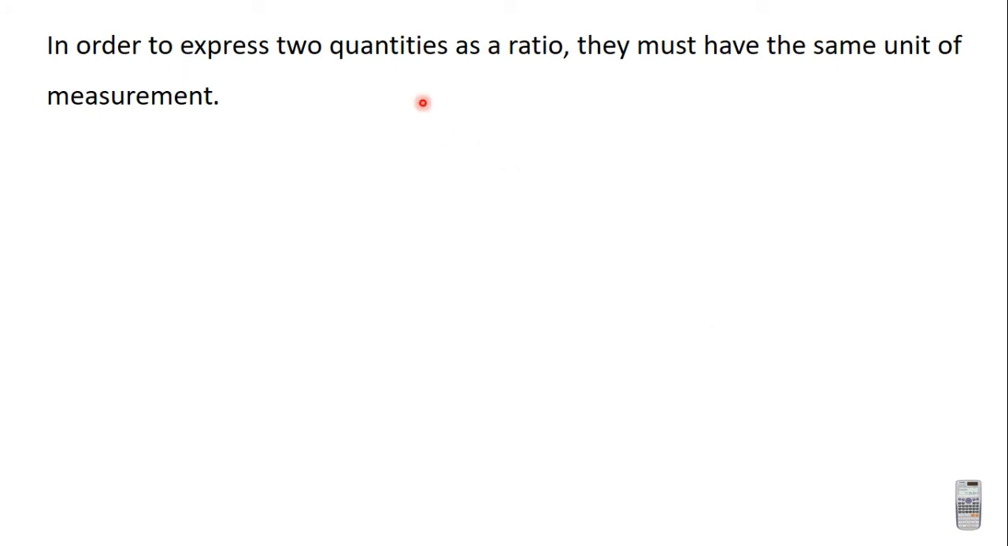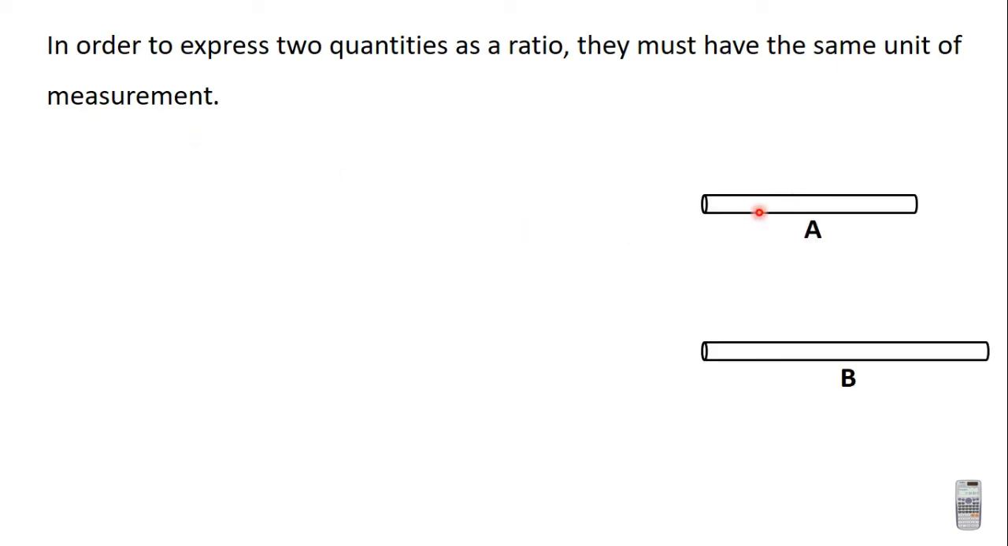In order to express two quantities as a ratio, they must have the same unit of measurement. We have seen from the previous slide that a ratio can be expressed as a fraction. When we express those two quantities as a fraction, we cancel out the common factors. Now, because we are cancelling out the common factors, we have to make sure that those two quantities that we are comparing must have the same unit before we can cancel out. Now, this is what I mean.